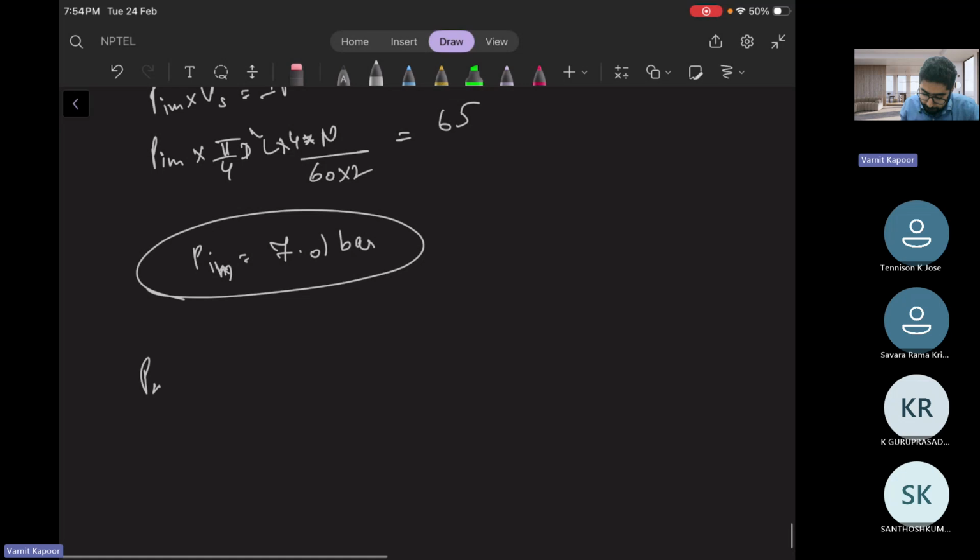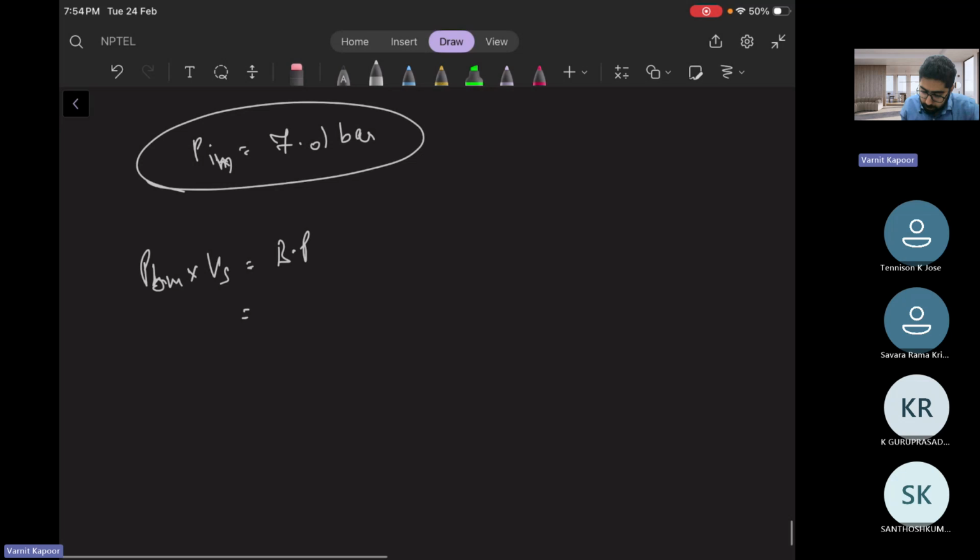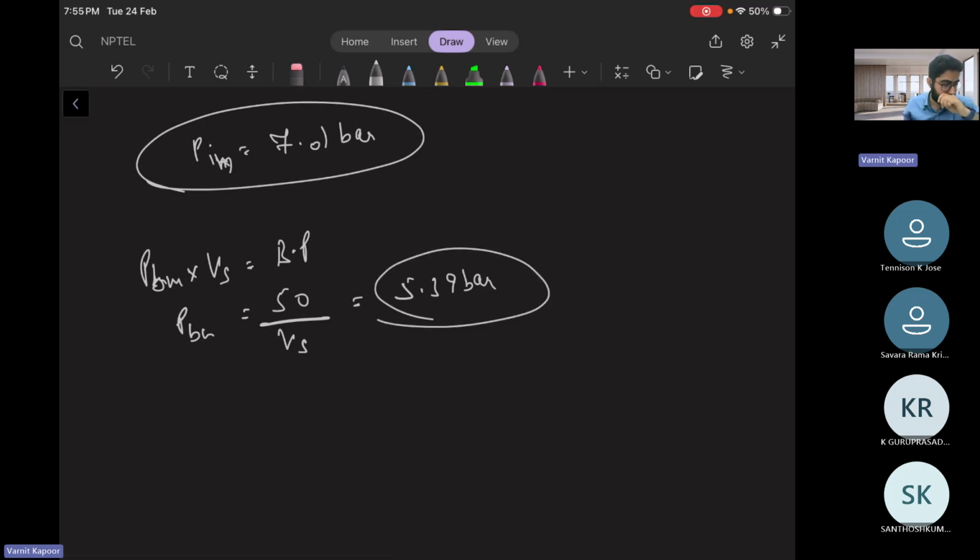Similarly, brake mean effective pressure times swept volume is brake power. You have all the values. Brake power is 50 by V swept, so the brake mean effective pressure will come out to be 5.39 bar. Now, what if I ask what will be the volumetric efficiency?